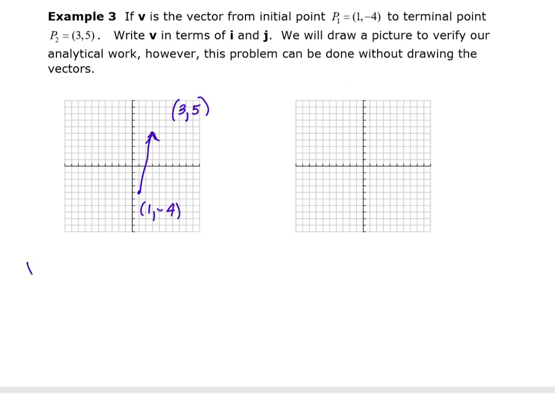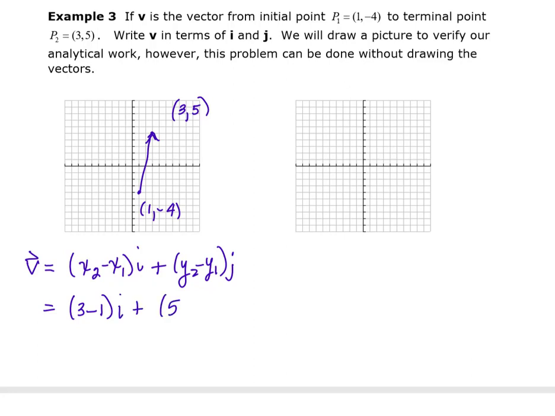And I know that in order to do that, I need to take x2 minus x1, that would be my a value, so the coefficient or the scalar multiple of i, plus y2 minus y1 times j. So that would be my value b, the scalar multiple of j. Right, so we just plug in our values. As long as you're consistent, it doesn't matter what order you subtract. So I'm going to get (3 minus 1)i plus (5 minus -4)j.